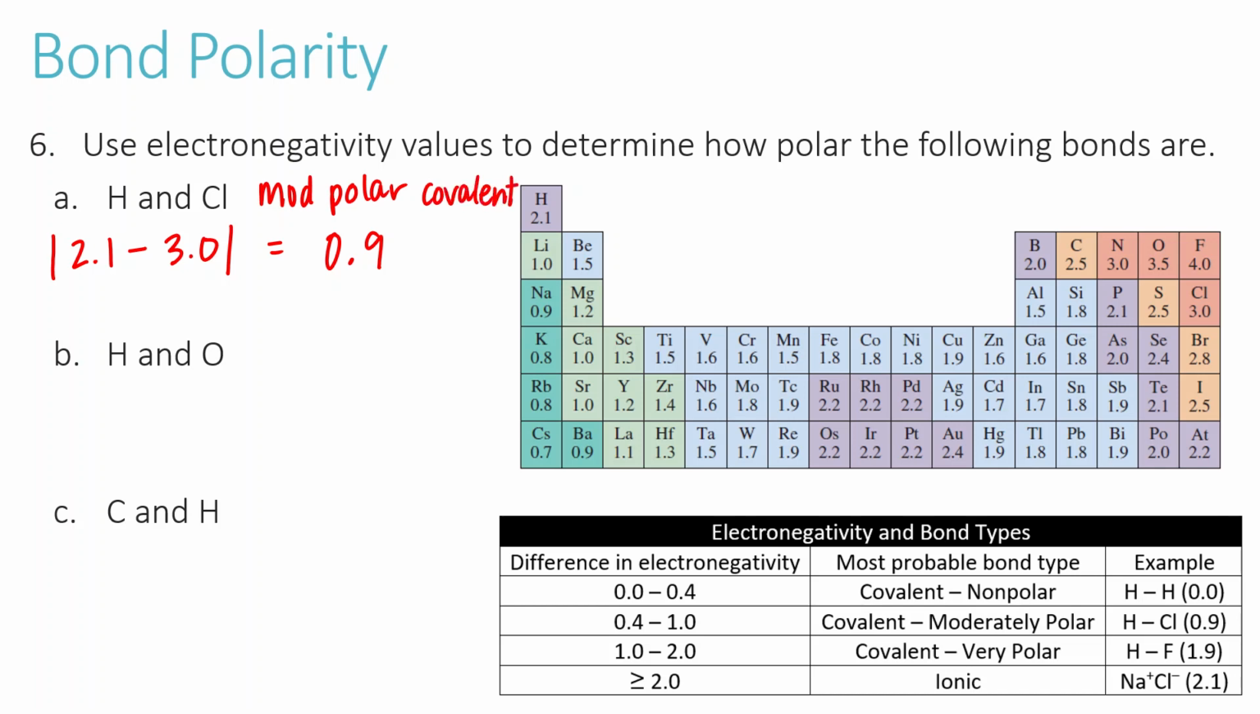Next we have H and O. So we have a little bit of a bigger difference here. So this is going to correspond to very polar covalent.